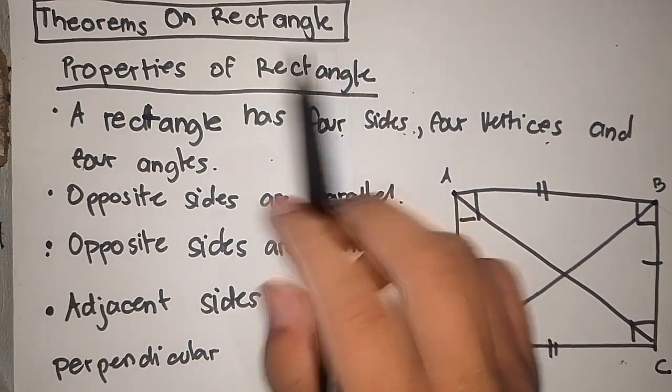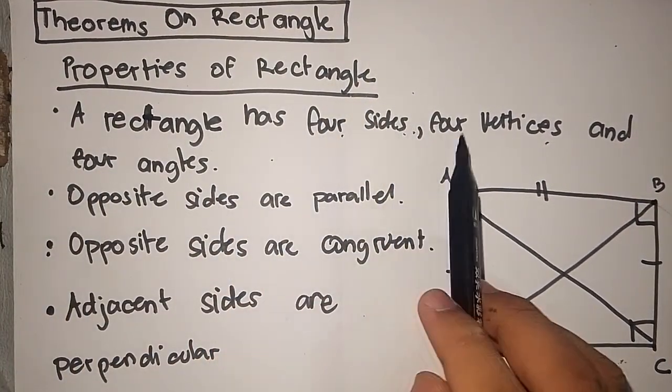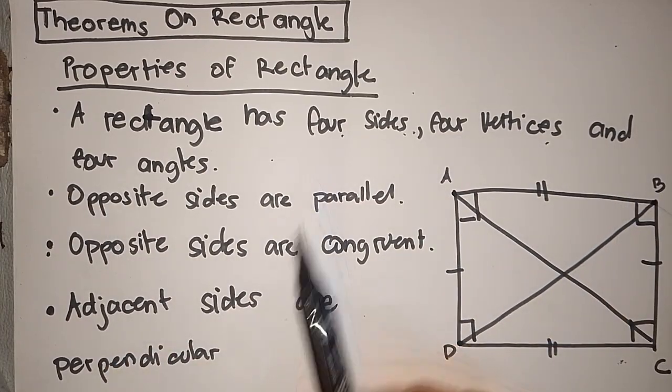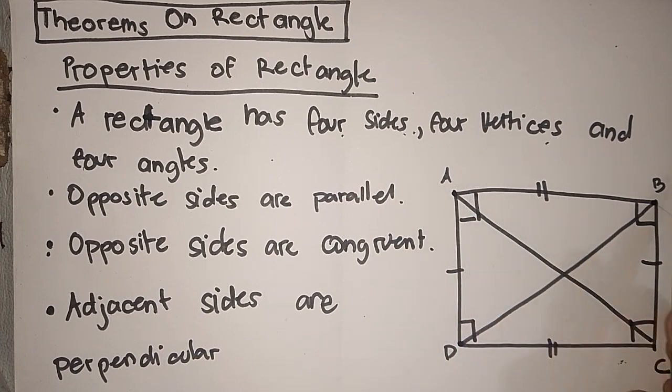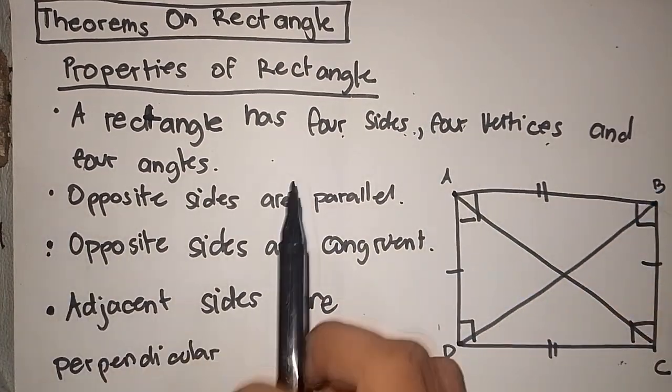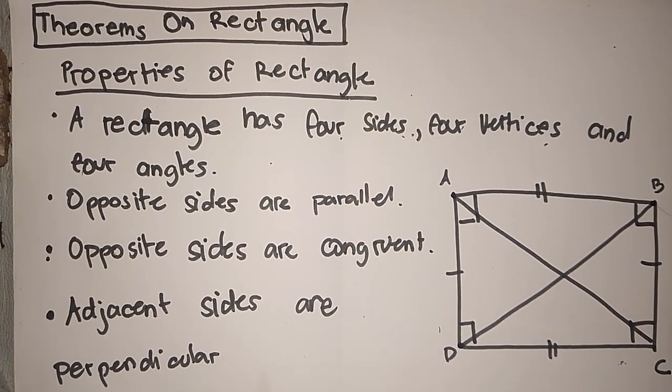Theorems on rectangle. Properties of a rectangle. A rectangle has four sides, four vertices, and four angles. It has four sides: segment AB, segment BC, segment DC, and segment AD. It has four vertices and four angles: angle A, angle B, angle C, and angle D.